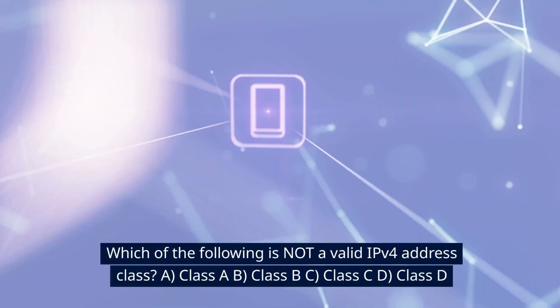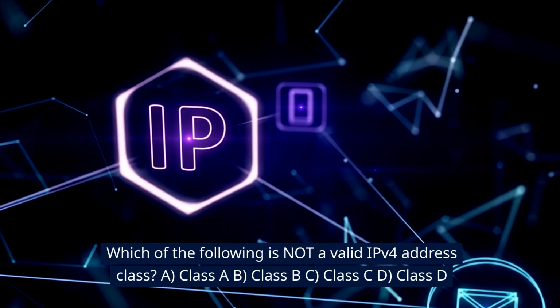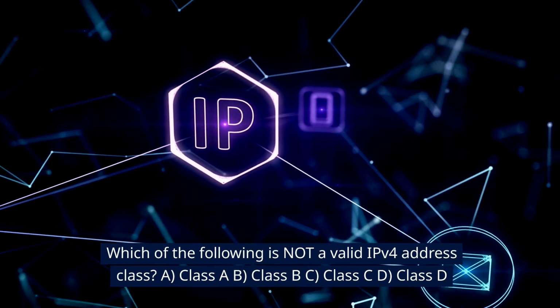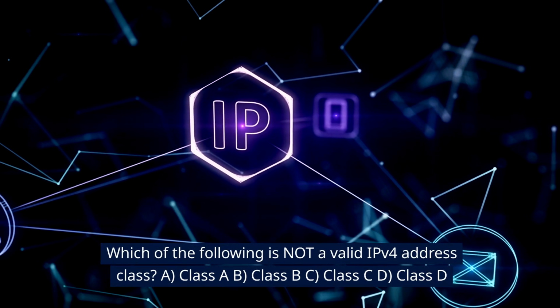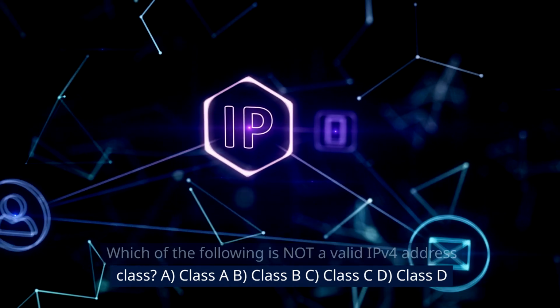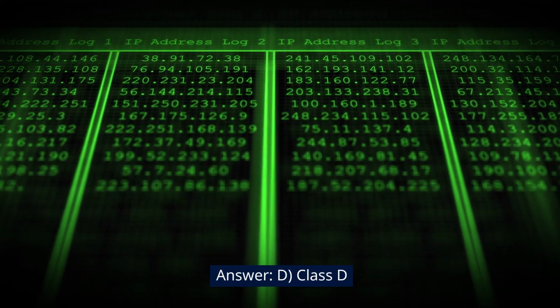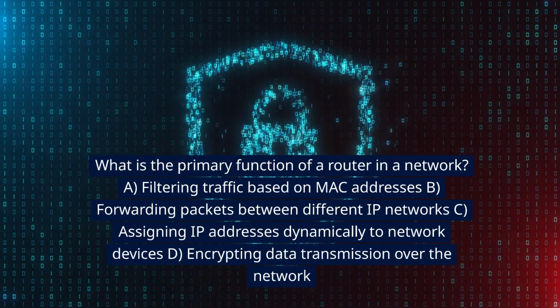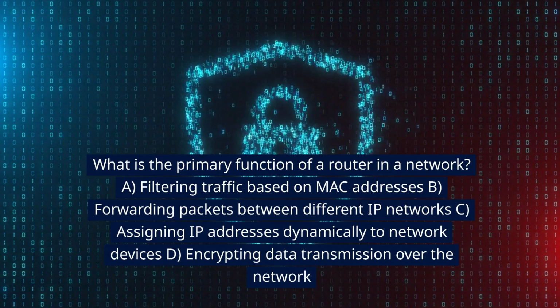Which of the following is not a valid IPv4 address class? A. Class A, Class B, Class C, Class D. Answer. D. Class D. What is the primary function of a router in a network?